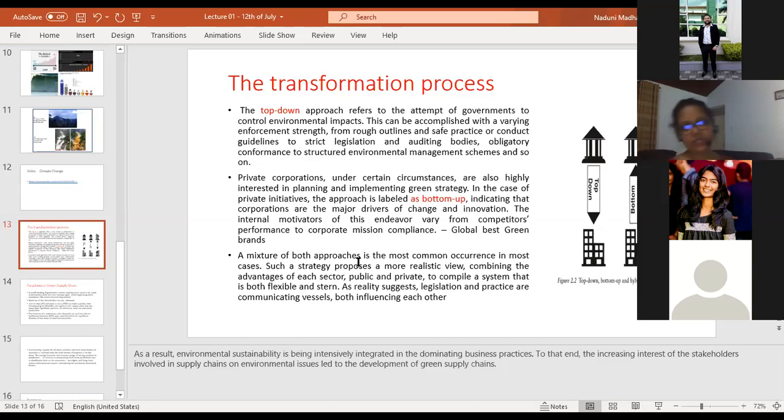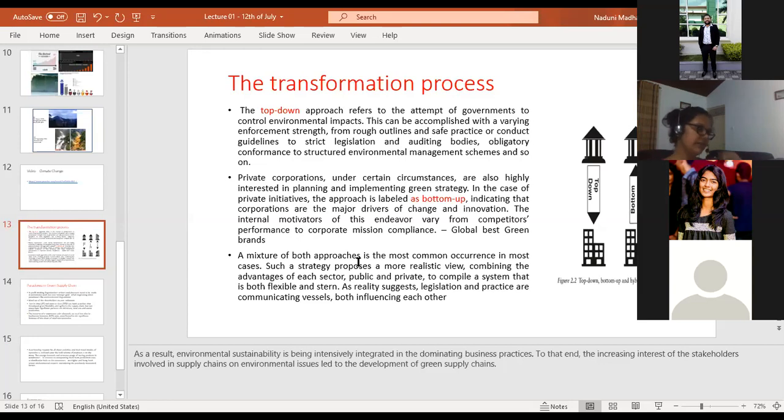A mixture of both approaches is the most common occurrence in most cases, such as for strategic purposes. A more realistic view combines the advantages of each sector, public and private, to compile a system that is both flexible and stable. As reality suggests, legislation and practice are communicating results, both influencing each other.